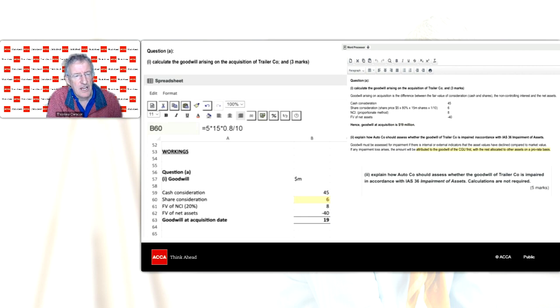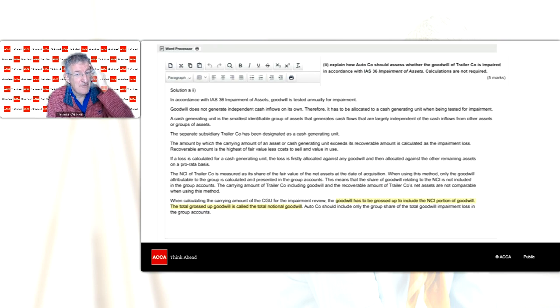That answer there is only worth 1 mark because they have referred to it, whereas this answer was worth 5 marks. And still shorter than the examiner's model answer. Because this is a good answer. You can see the use of white space. It's technically correct. It starts off with some definition. It starts off with some theory, and then it deals with the specific application of trailer, the specific application of the NCI, because the NCI were a proportion of net assets, so blah, blah, blah, blah, blah.